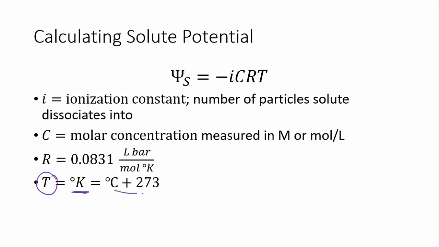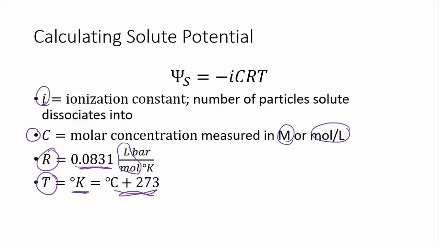On your formula chart, you add 273 to whatever Celsius temperature you're given. This value R is a constant. It is also supplied on your formula chart. C is the concentration measured in molarity, or moles per liter, kind of the inverse of this part of the constant. And you'll be given that, or you'll have to solve for that. The one I really want to talk about is the ionization constant.